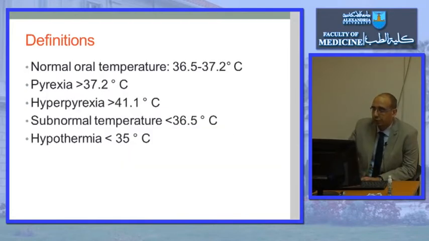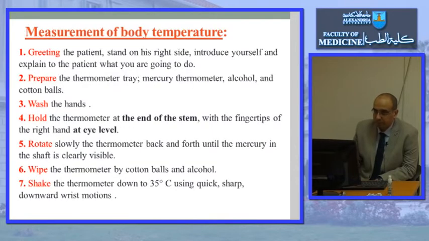Normal temperature is 36.5 up to 37.2. Pyrexia is defined as having a temperature more than 37.2. Hyperpyrexia is when the temperature is more than 41. Subnormal temperature is when the temperature is less than 36.5. Hypothermia is when the temperature is less than 35.